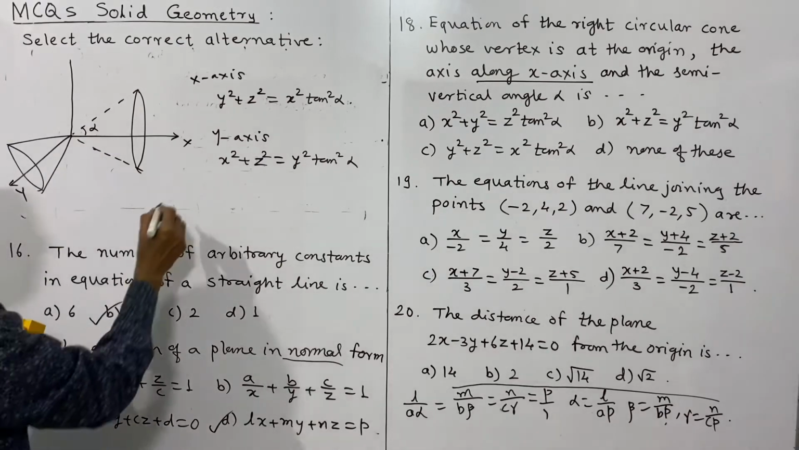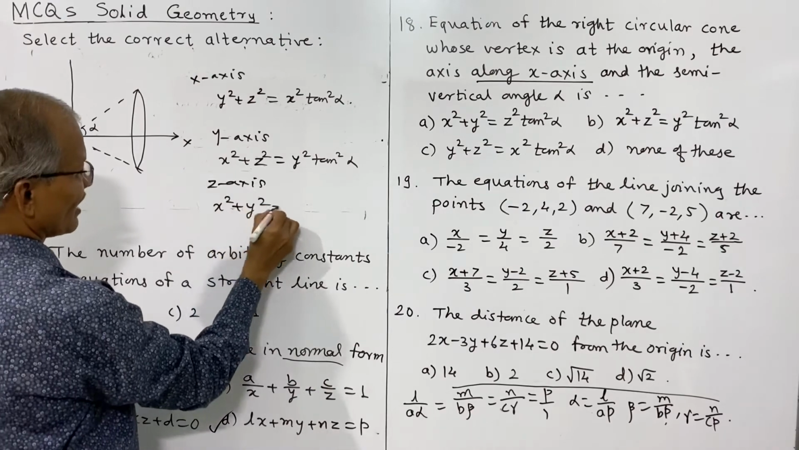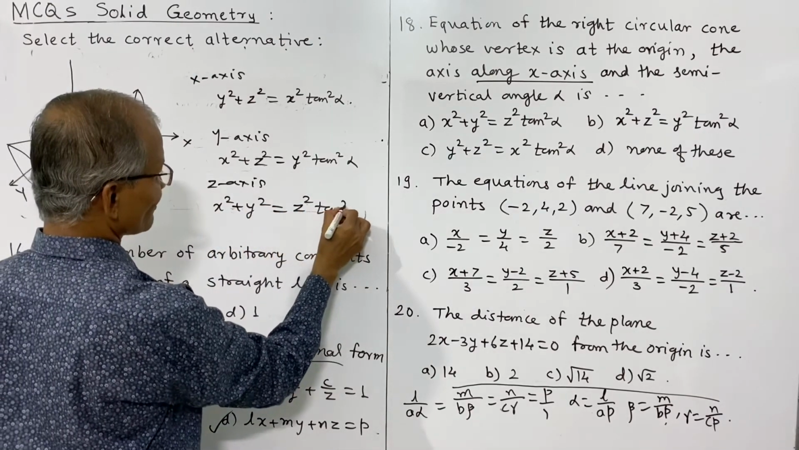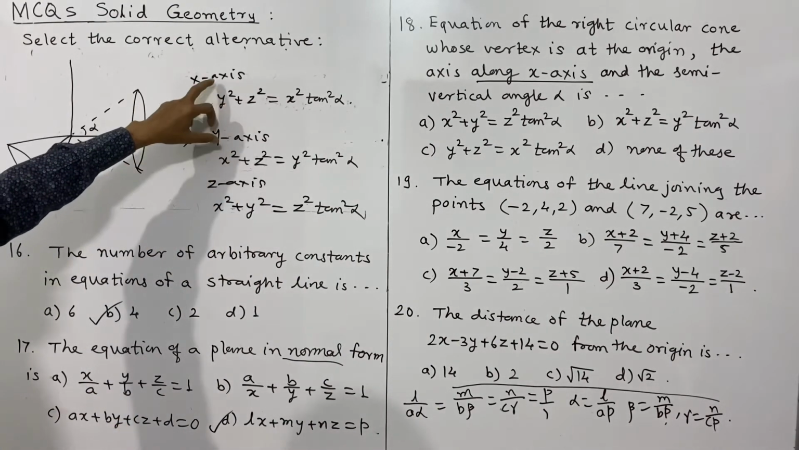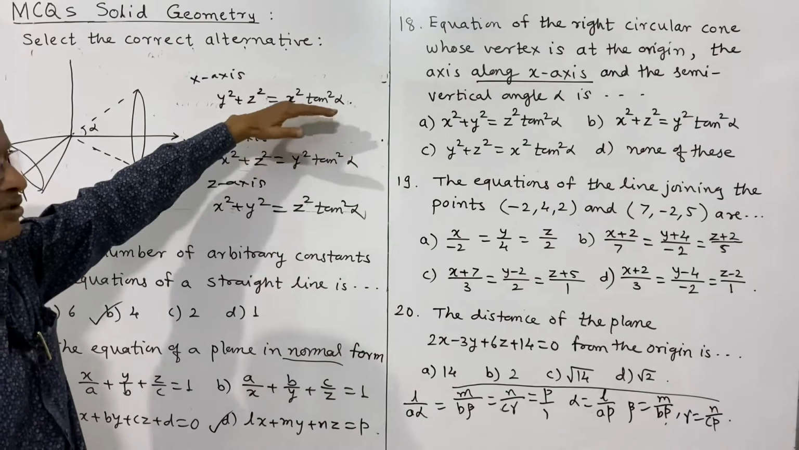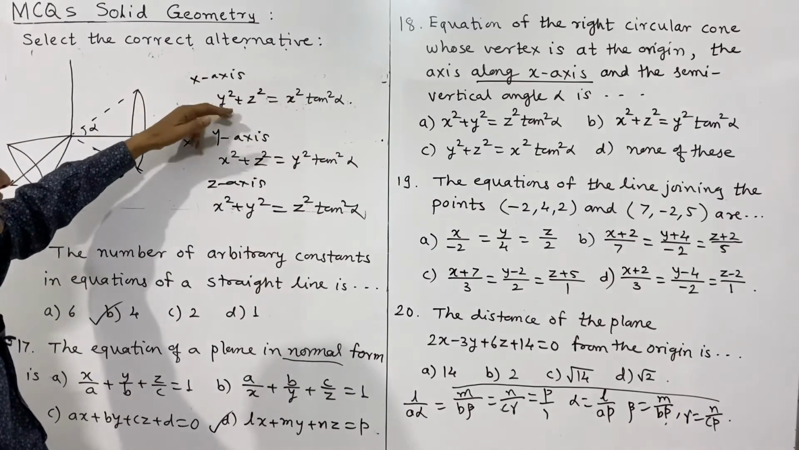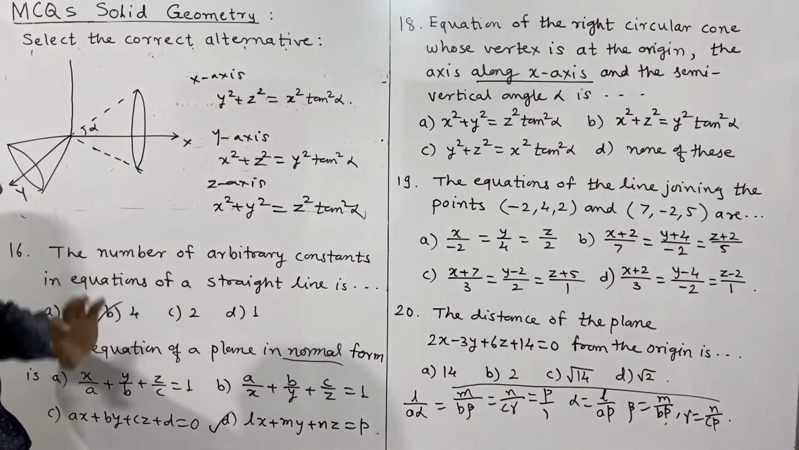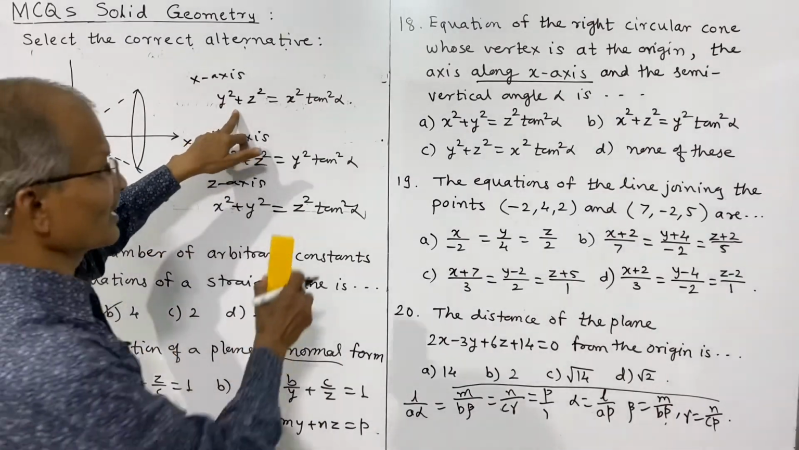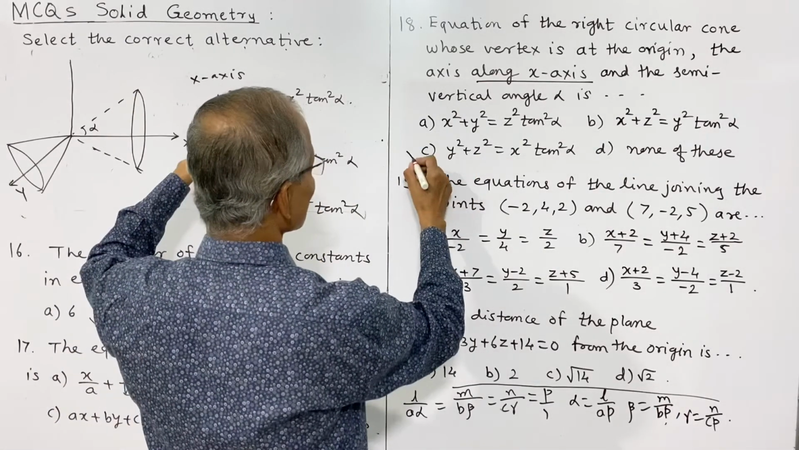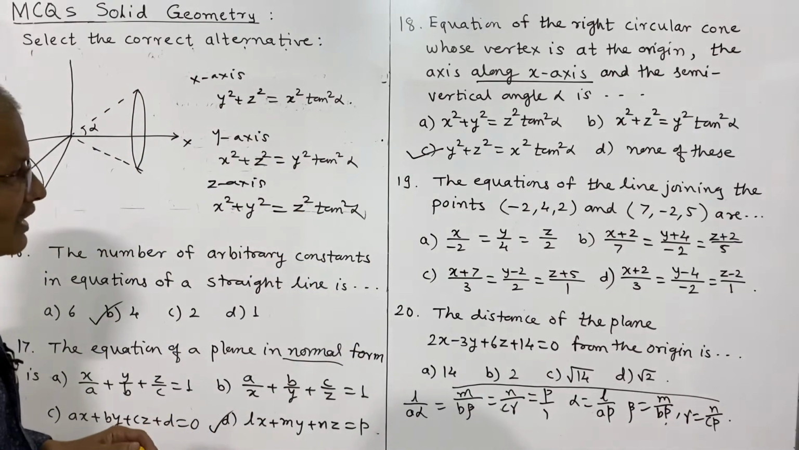Similarly, if the axis is the z-axis, then the equation will be x square plus y square is equal to z square tan square alpha. We should remember all these results according to the axis. If the x-axis is the axis, x square tan square alpha is on the right side, and the remaining variables y, z will be in the same form on the left side. So the correct alternative here is y square plus z square is equal to x square tan square alpha, for the x-axis.